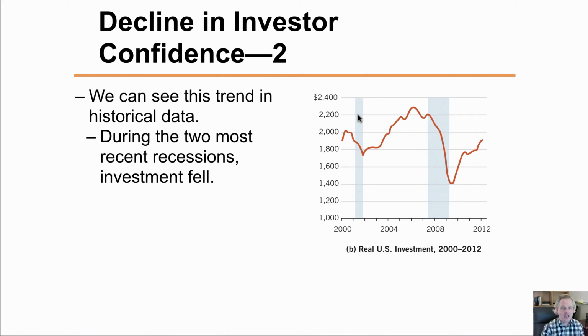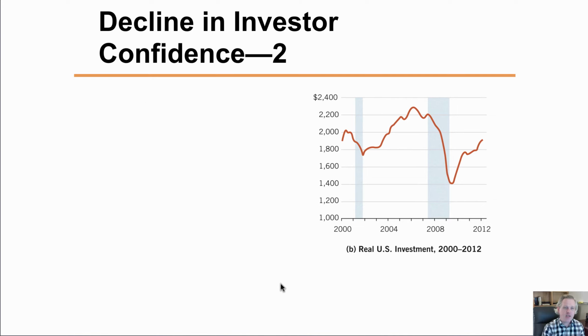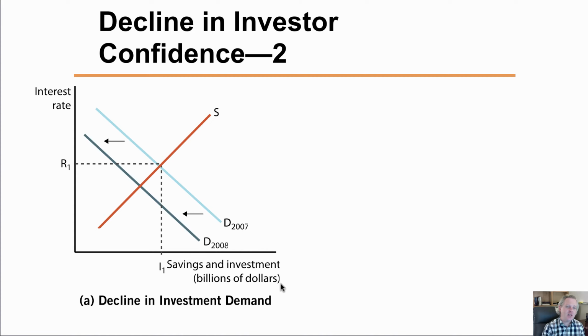So this is the recession just after 2001, 2002. This is the most recent one, the Great Recession of 2007, 2008, and 2009. So we can see here that real U.S. investment, the demand for loanable funds, really plummeted during this time period, just as we would have expected by looking at this supply and demand diagram.